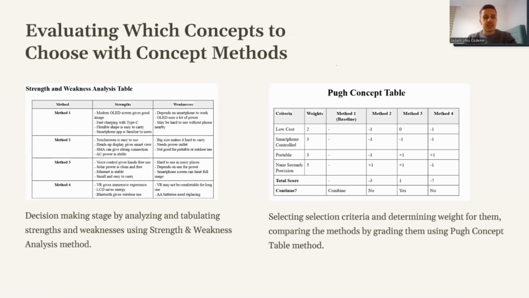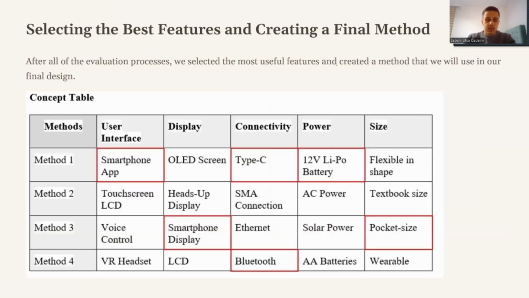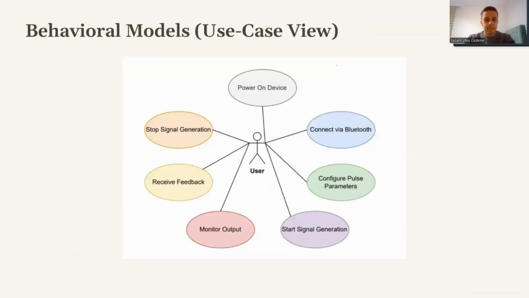We first used strength and weakness analysis. We analyzed the methods with their strengths and weaknesses. Secondly, we used the Pugh concept table. We graded the methods with some criteria. And lastly, we chose the best features to create our concept. We chose smartphone app, smartphone display, Bluetooth, Type-C, 12-volt battery, and pocket size. And that makes our final concept.